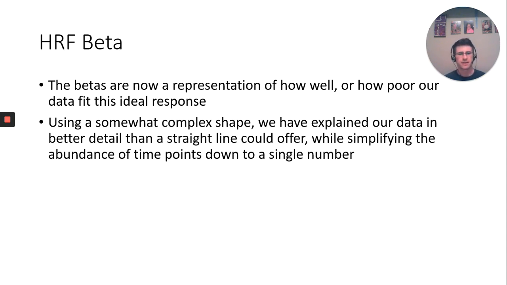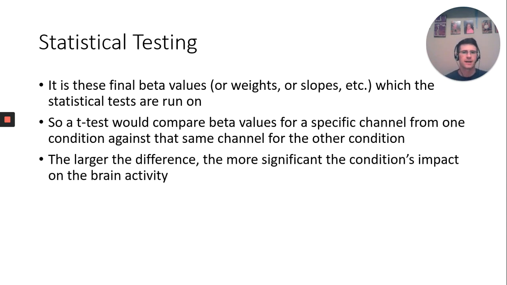But instead of doing that, what this gives us is our beta value, which is, again, the weight of how well it fit, and now we have a single number to compare. So now you have fewer comparisons, which is lovely. And you've gotten fewer comparisons by using a complex shape, which actually explains more, which is quite handy. So again, the beta values are typically what's actually tested for. These will be run through an F test or a T test or whatever test you're running.